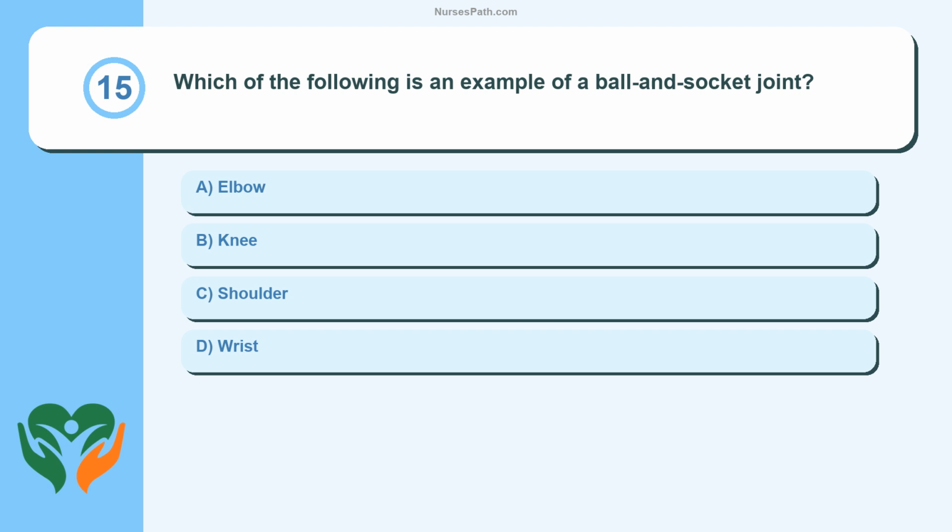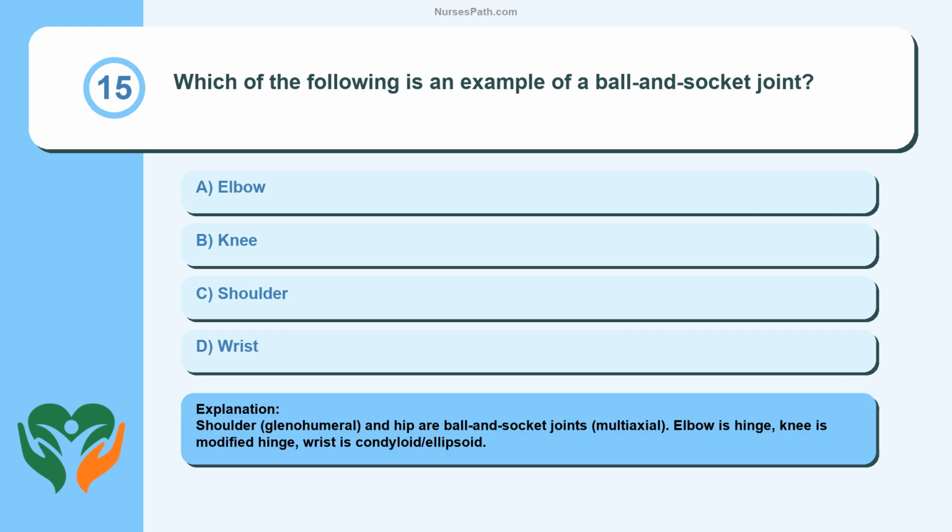Question 15. Which of the following is an example of a ball and socket joint? Elbow, knee, shoulder, wrist. Shoulder, glenohumeral, and hip are ball and socket joints, multiaxial. Elbow is a hinge, knee is a modified hinge, wrist is condyloid, ellipsoid.